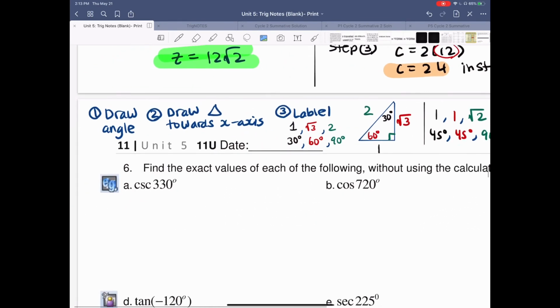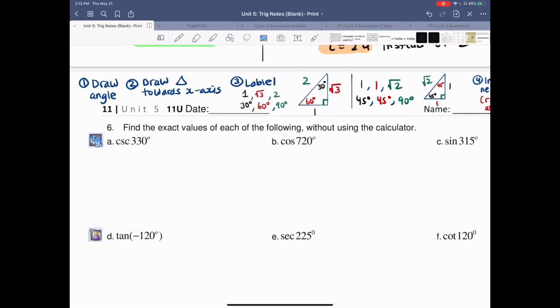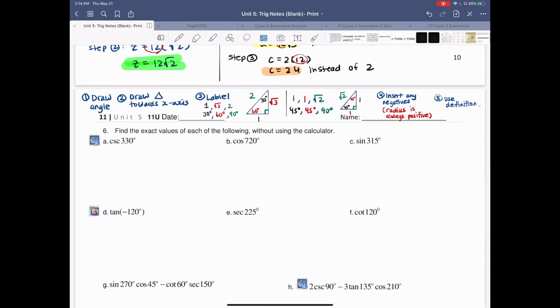So on to the first question, we have number 6, find the exact values of each of the following without using the calculator. So the reason they're saying that is that for some of these questions you might have radicals involved, and therefore if you use a calculator, it will be obvious because you're going to get a decimal value rather than an exact radical version.